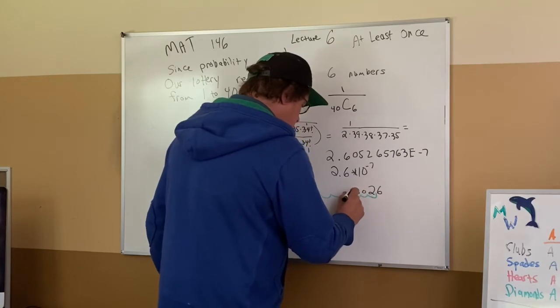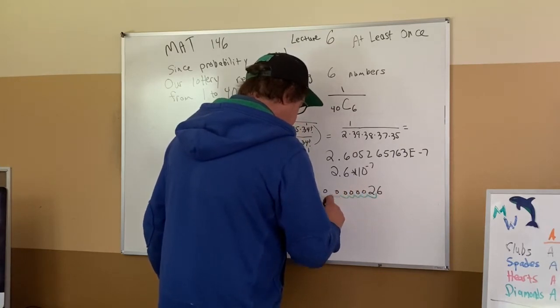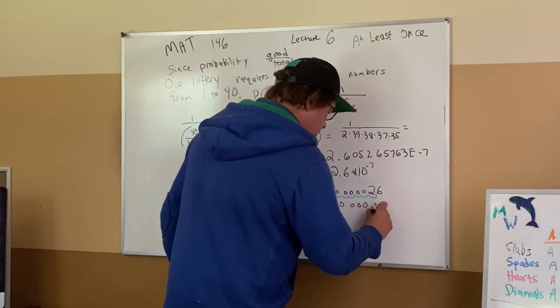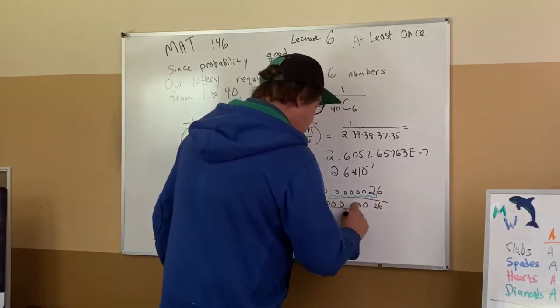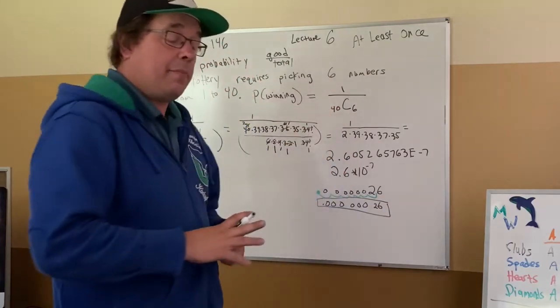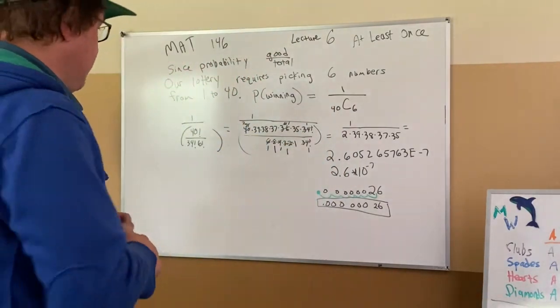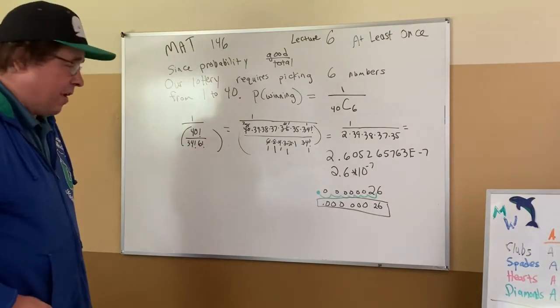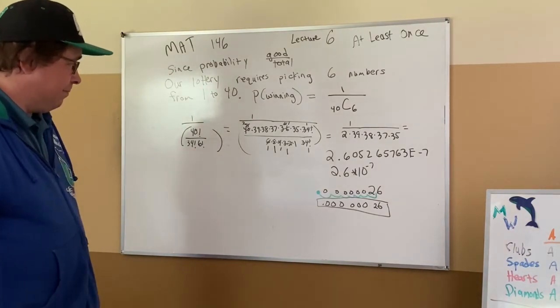Okay. 1, 2, 3, 4, 5, 6. So point 1, 2, 3, 4, 5, 6, and then 2, 6. That's the probability of having the winning ticket, even though the numbers could come up in any order. We're thankful for that, because it meant we don't have to get them in the right order, and that made us more likely to win.